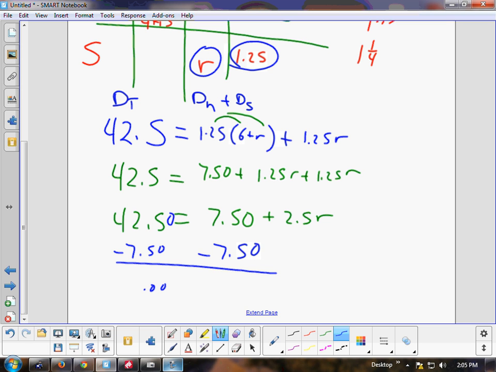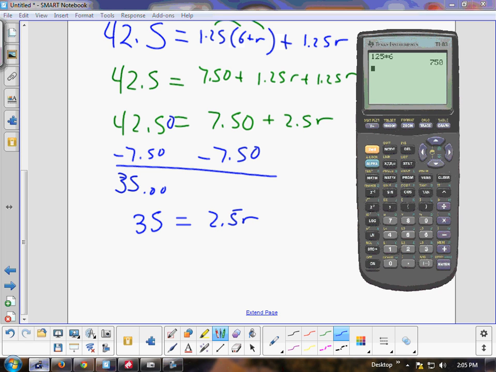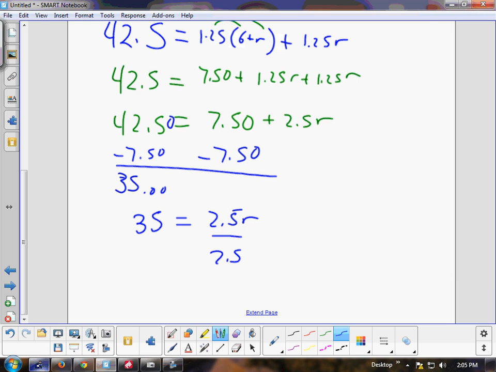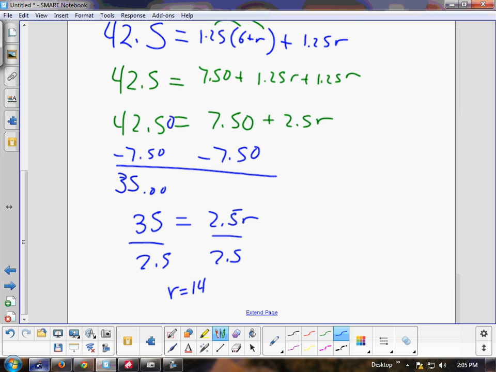And 42.5 take away 7.5 is, let me think, 7 times 5 is 35. So we get 35 equals 2.5r. Then we have to do the division. We're going to divide both sides by 2.5, and 35 divided by 2.5 is 14. So r equals 14.